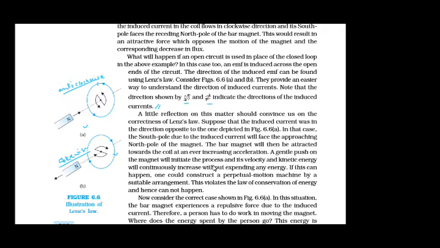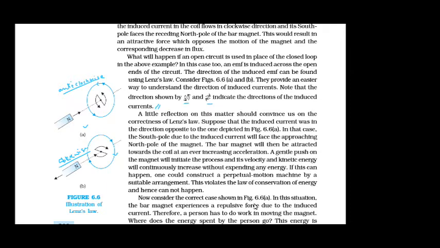The gentle push on the magnet will initiate the process, and its velocity and kinetic energy will continuously increase without expending any energy. If this can happen, one could construct a perpetual motion mechanical machine by a suitable arrangement. This violates the law of conservation of energy and hence this cannot happen.